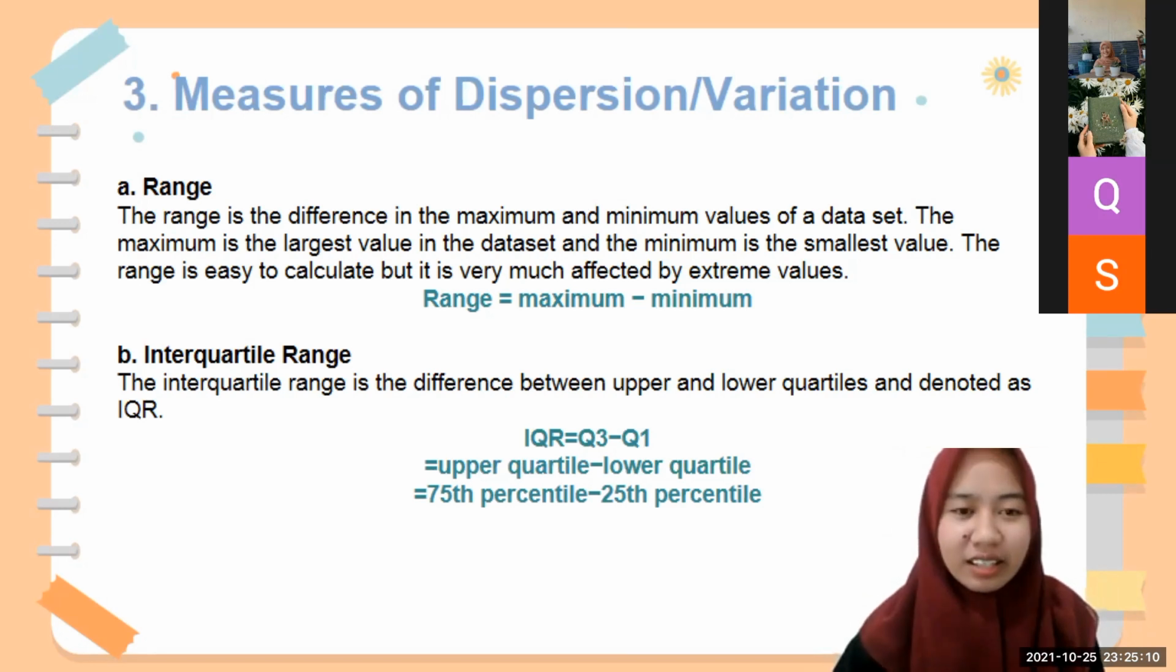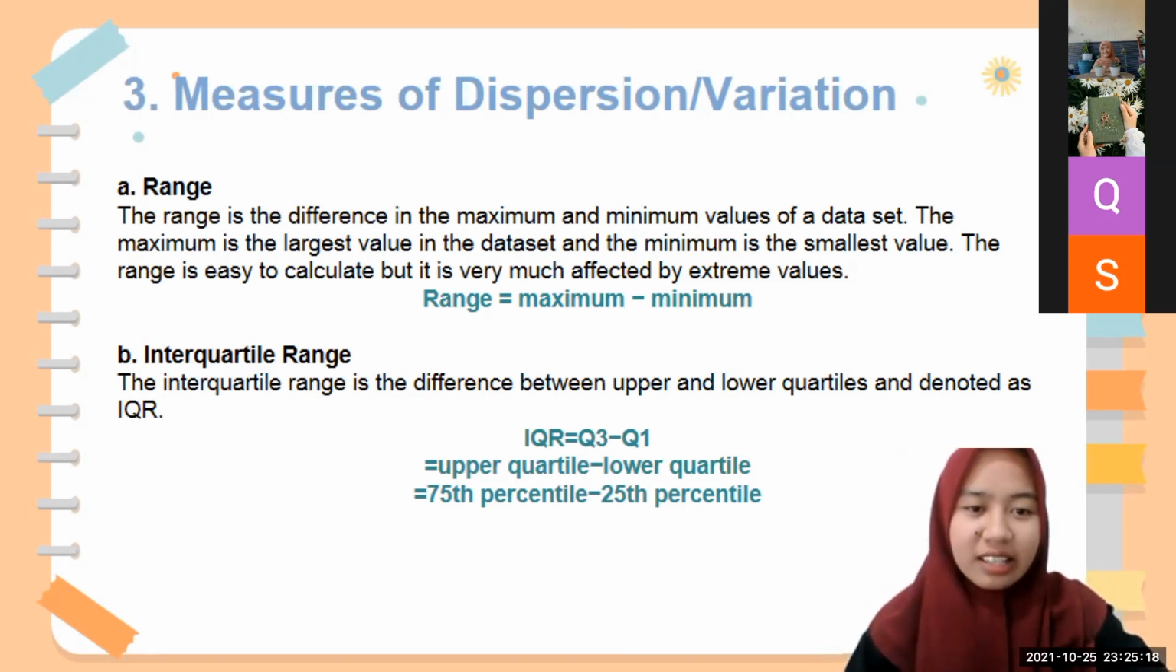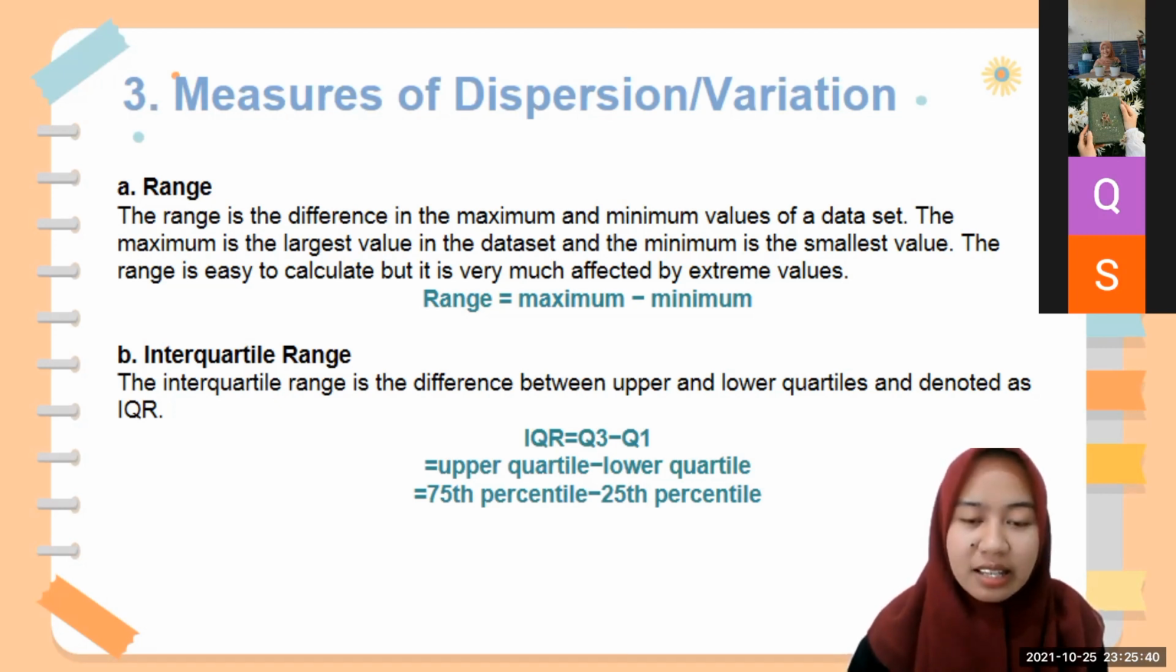And next, three, measure of dispersion or variation. Range. The range is the difference between the maximum and minimum values of a data set. The maximum is the larger value in the data set and the minimum is the smaller value. The range is easy to calculate, but it is very much affected by extreme values. Formula: range equals maximum minus minimum.